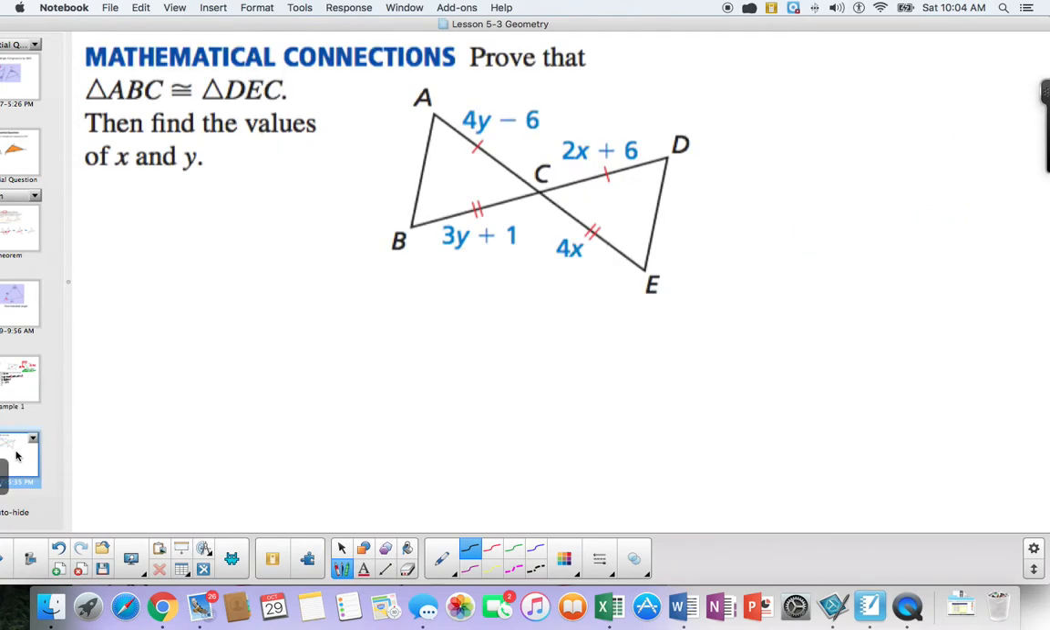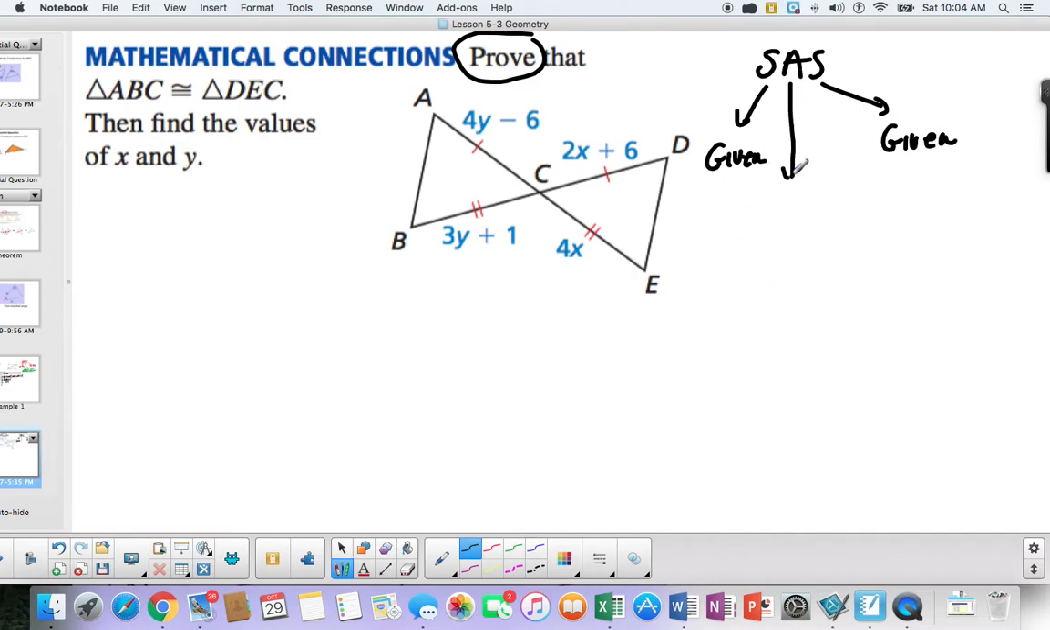All right, let's go ahead and take a look. This is a proof, so I'm going to want to do a proof, and then I'm going to want to find x and y. Here's my preparatory work. I have side, angle, side. I can see here that I'm given a pair of sides, and I'm given another pair of sides, and my angle is going to come from here, and these are my vertical angles. So I think I'll be able to get through this proof.